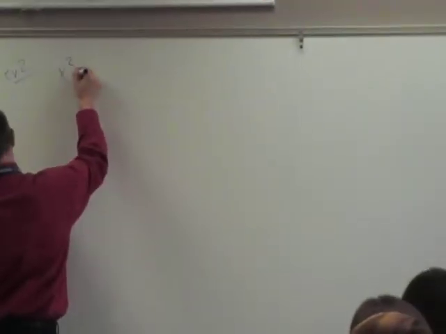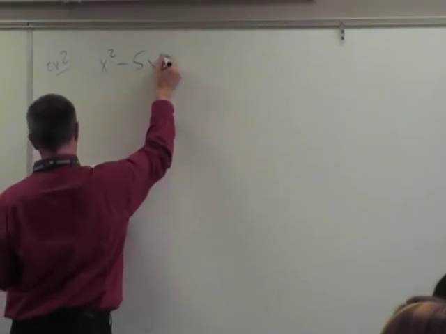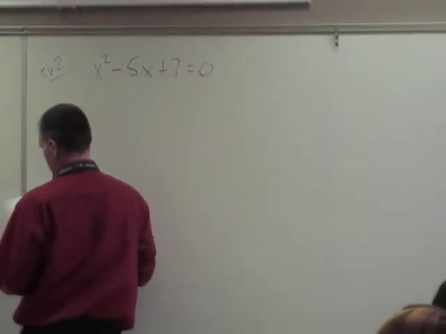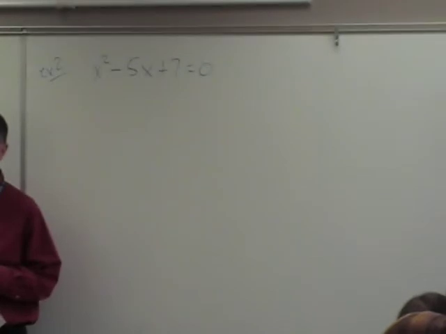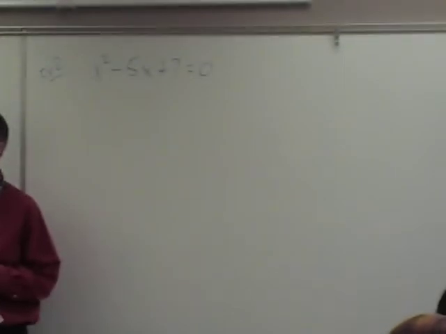Everybody try this all on your own. x squared minus 5x plus 7. Does it factor? No, it does not factor. Can you graph it? Yes. So there are 0 solutions to the zeros.